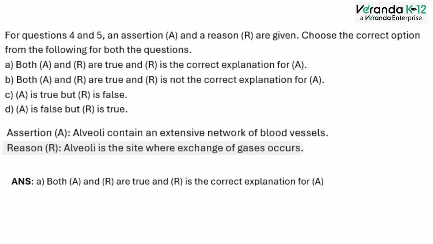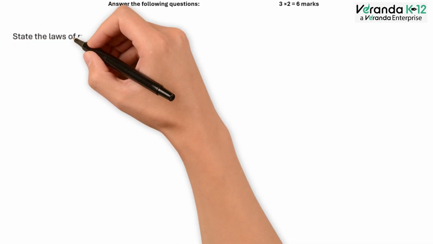Because the alveoli of lungs are richly supplied with blood. Alveoli are the sites where exchange of gases occurs between blood and the atmosphere. The alveoli increase the surface area for this exchange of gases and hence have an extensive network of blood vessels to maximize efficiency.